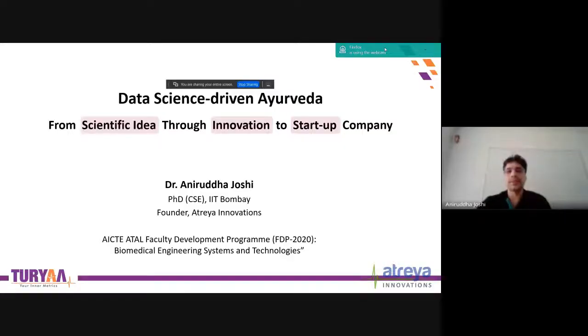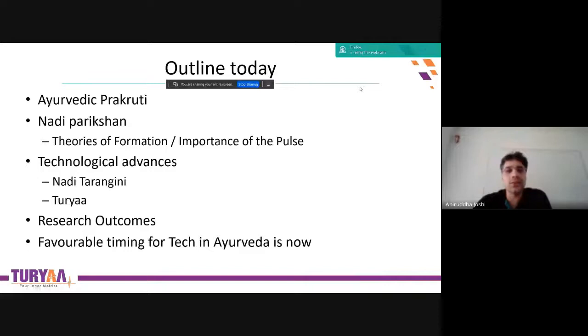This is the outline of today's session. I'll start with the problem statement, which is to find out what is Prakriti, how to find out the Prakriti, and so on. I will briefly explain the Ayurvedic methodology of Nadi Parikshan, pulse-based diagnosis. I will also talk about various theories of formation or importance of the pulse. Then I will talk about my first product Nadi Tarangini and the latest product Turiya, and how they solve the problem of finding out the Prakriti and giving recommendations to people for overall well-being.